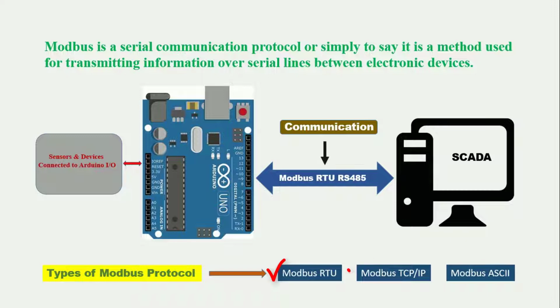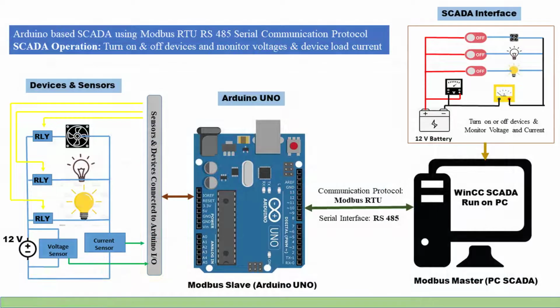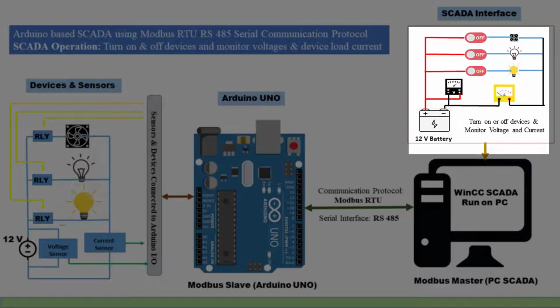Modbus RTU and Modbus TCP/IP protocol both can be applied to Arduino to provide a data communication mechanism between Arduino and the SCADA host. In this project, we will proceed to develop an Arduino based SCADA system using this Modbus RTU serial communication protocol. We will develop an Arduino based SCADA project to turn on and turn off three simple electrical loads from a WinCC SCADA screen, and when these electrical loads are powered on, we will be able to monitor voltage and load current from this SCADA screen.